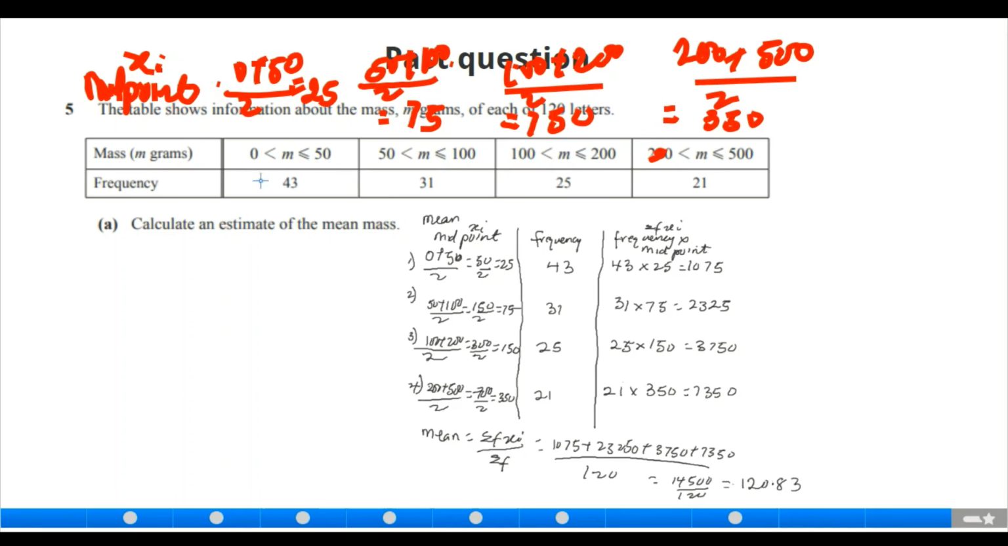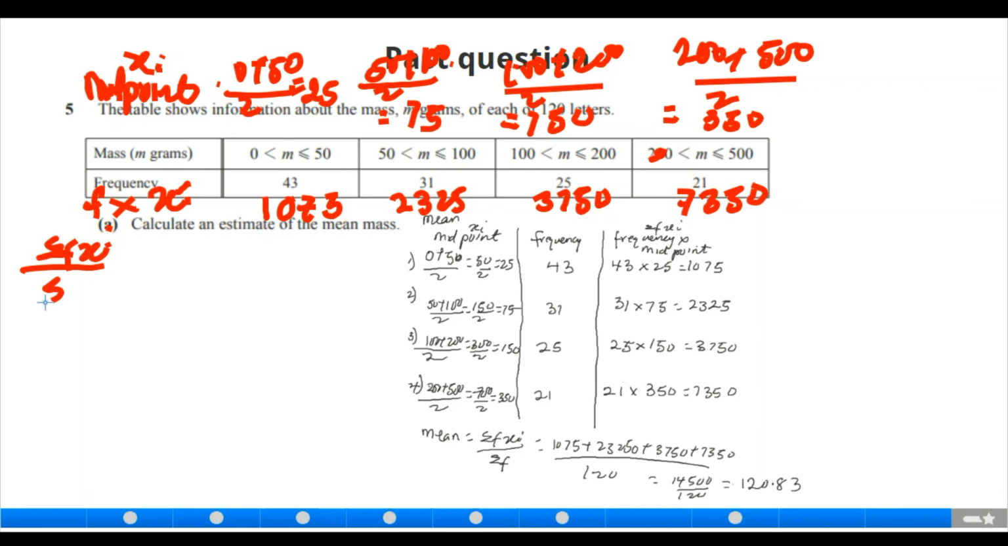Now we can calculate our mean by multiplying our frequency with our xi. So 25 multiplied by 43 will give us 1075. 31 multiplied by 75 will give us 2325. Okay, so 150 multiplied by 25 will give us 3750. 21 multiplied by 350 will give us 7350. So for you to get it, it's going to be summation fxi over summation f.